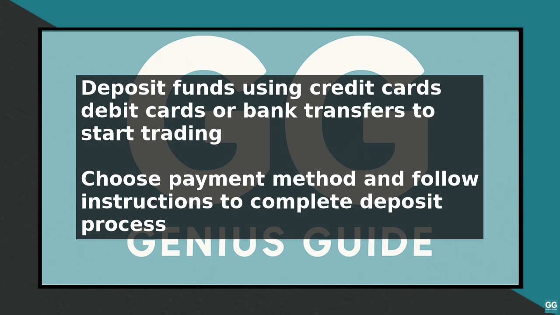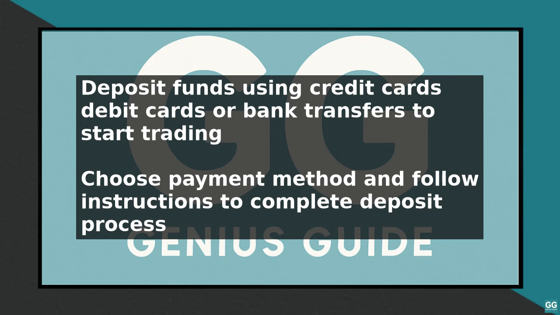The dashboard displays a list of available cryptocurrencies, including Bitcoin, Ethereum, and Litecoin. You can browse through the list, or use the search bar to find a specific cryptocurrency. To buy a cryptocurrency, click on the Buy button next to it, and enter the amount you want to invest. You can also set a stop loss and take profit levels to limit your potential losses and lock in profits.